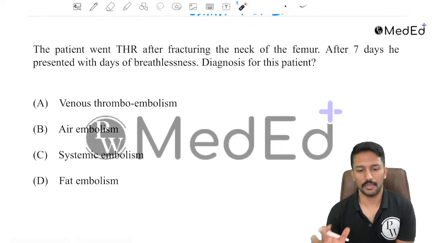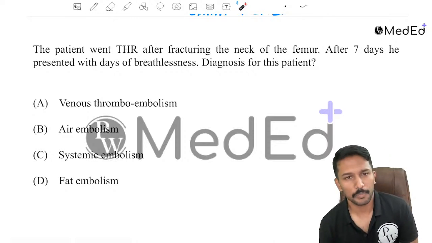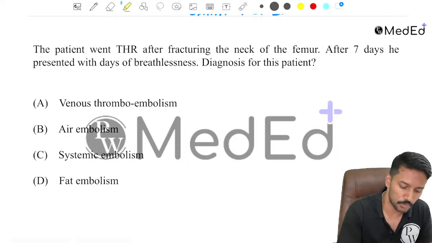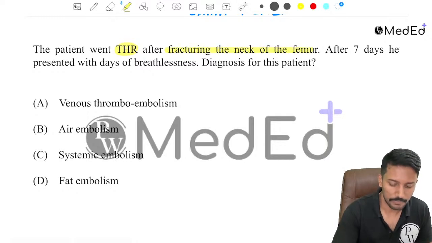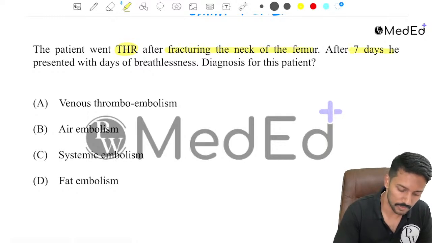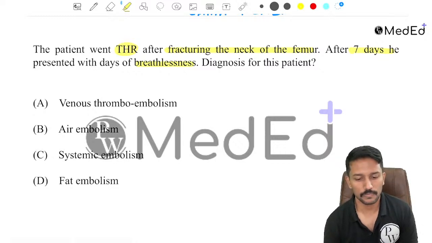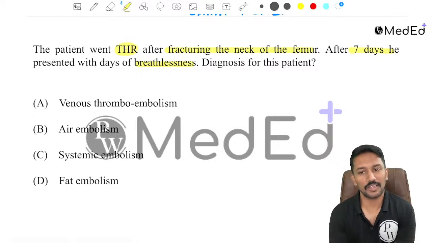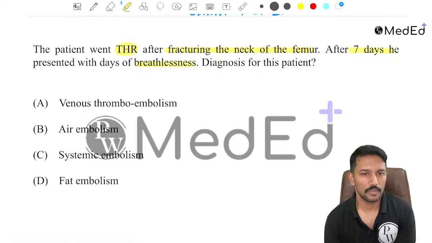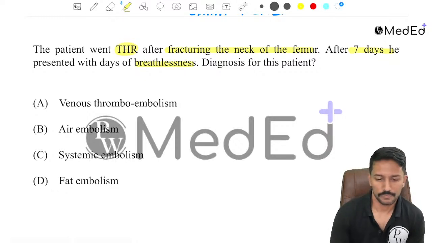Okay, next question. I'm sure you will be able to answer this. The patient went for THR. THR stands for total hip replacement after fracturing his neck of femur. After 7 days, he presented with breathlessness. What is the diagnosis? What is the most likely diagnosis here? Venous thromboembolism, air embolism, or fat embolism?